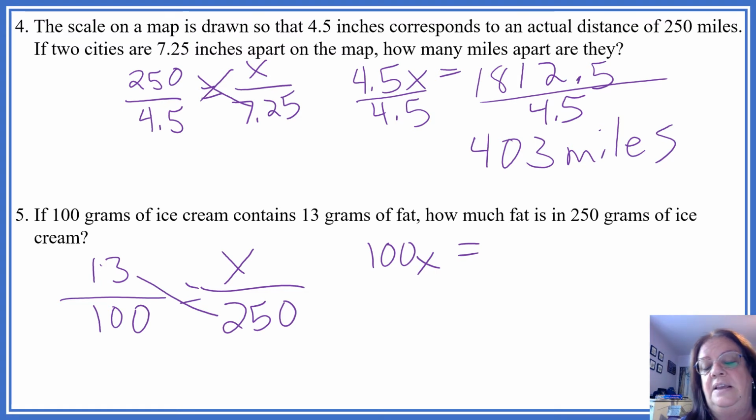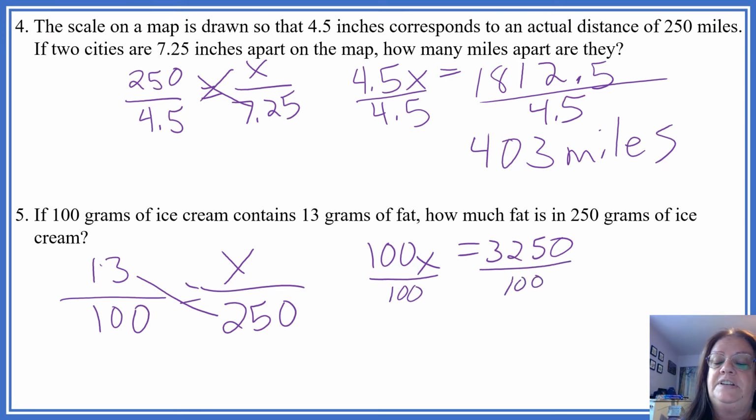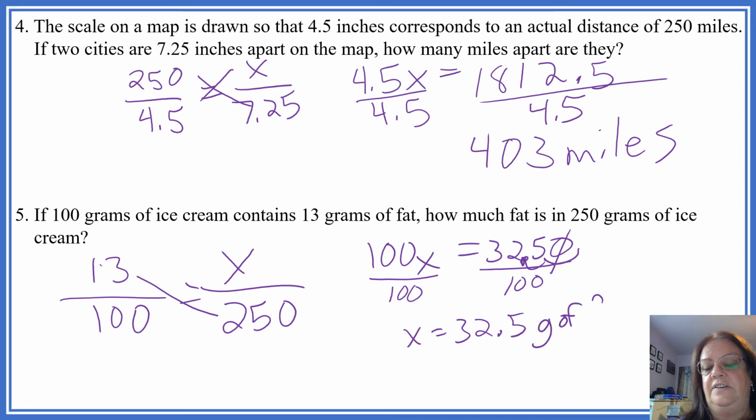Yeah, 3,250. If we divide by 100, remember dividing by any multiple of 10 is easy. So x is 32.5 of what? Fat. Grams of fat. All right.